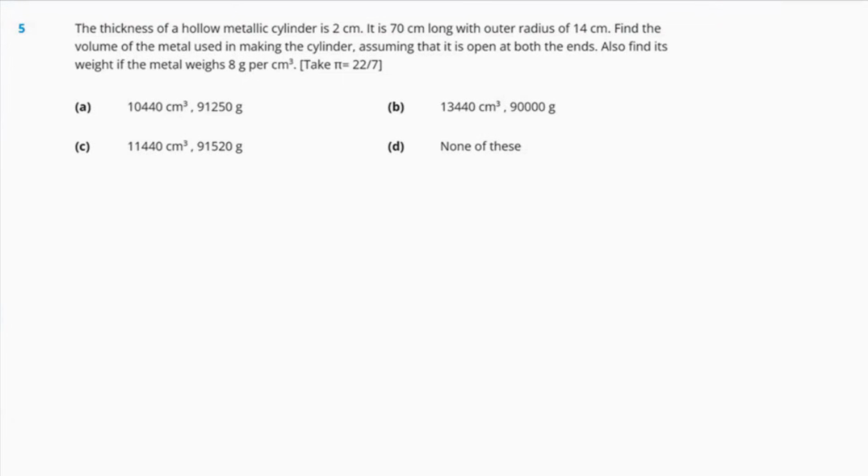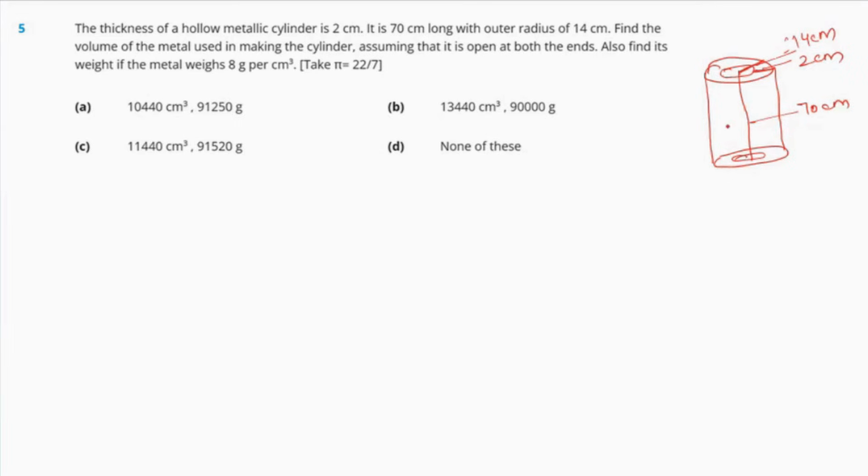For that, suppose this is the cylinder, and it's a metallic hollow cylinder. Definitely it is like this and it is open from both the ends. The thickness of the hollow metallic cylinder is 2 centimeters, and it is 70 centimeter long. So the height is 70 centimeter, with the outer radius of 14 centimeter, which means this total part is 14 centimeter.